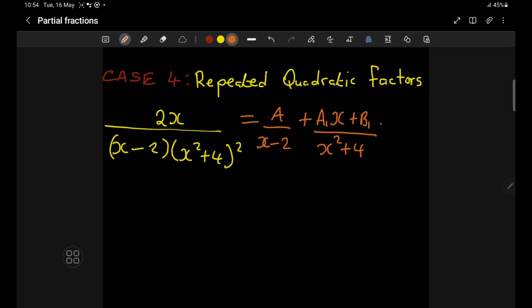And since it is repeated, we'll have another expression again. So this will now be, we can say a2 x plus b2 over, we'll have now the repeated factor, which is x squared plus 4, then we square it. So that's how we can do the partial decomposition of such an expression.